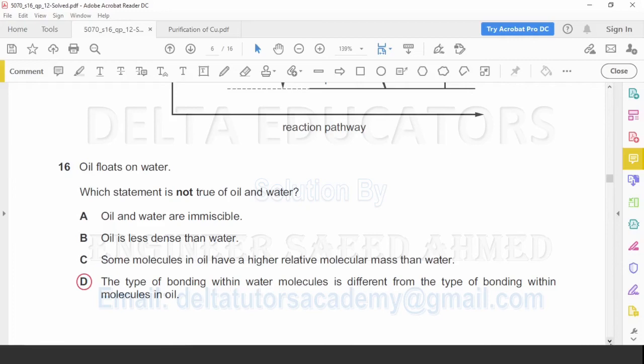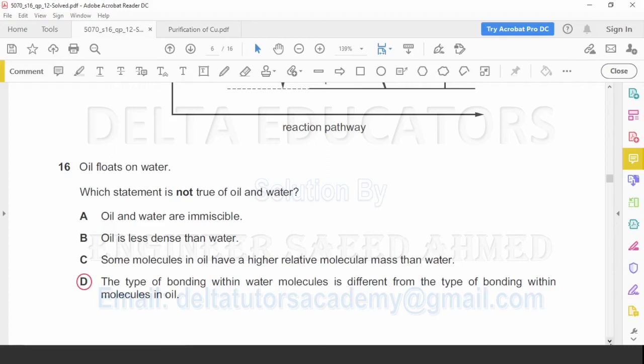Yes, it is correct. Oil and water are immiscible. They do not intermix in each other. So this statement is correct. Option B. Oil is less dense than water. Oil floats on water. So oil has less density as compared to water. This statement is also correct.